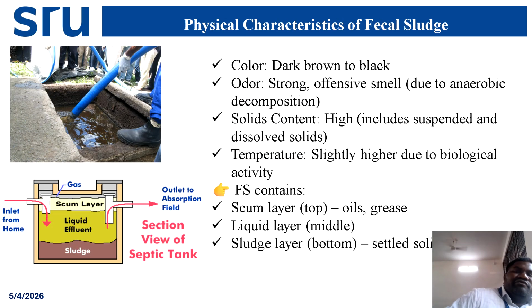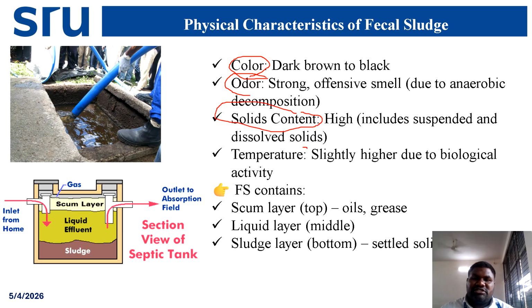Physical characteristics of fecal sludge. Generally the color is dark brown to black. The odor will be a strong and offensive smell. The solid content will be very high. The temperature is slightly higher due to biological activity. Generally, this fecal sludge contains a scum layer. Scum layer means oil and grease. Then the liquid layer is the middle portion. The sludge layer is the bottom portion.